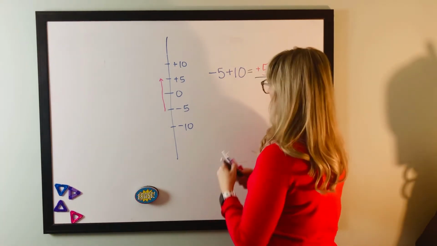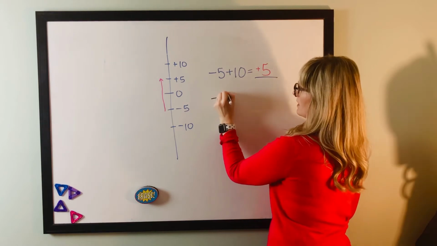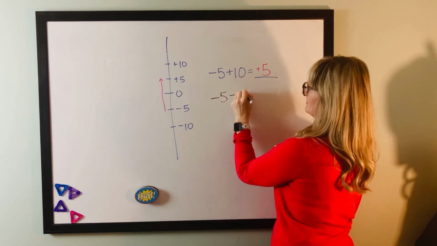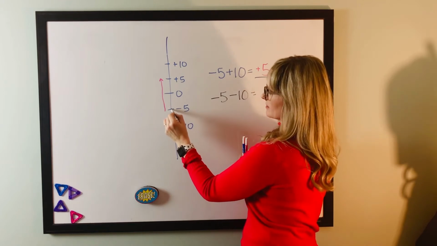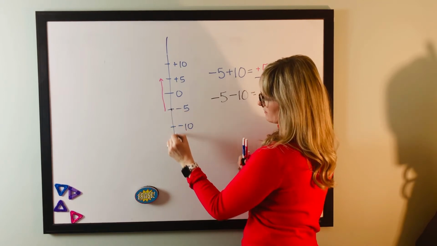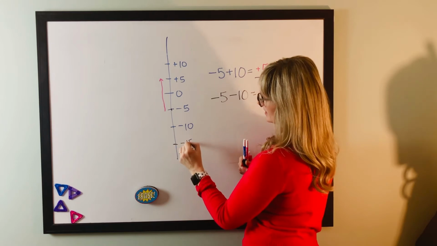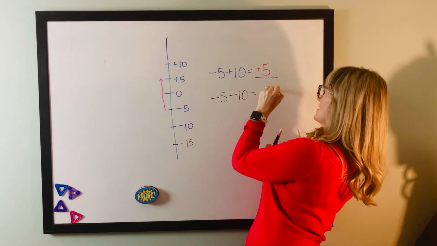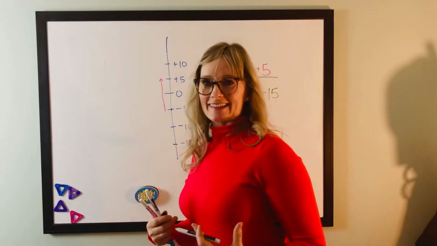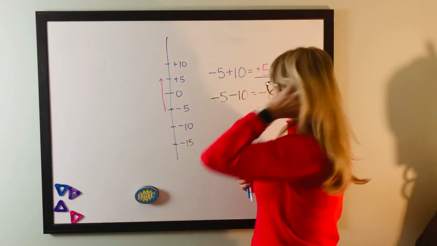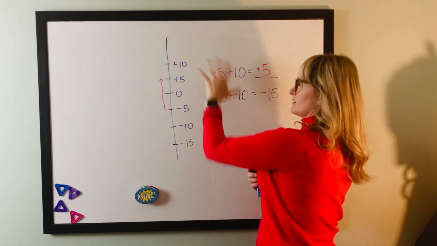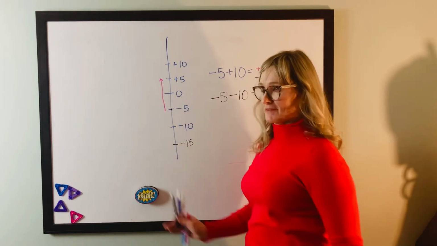What happens when I do the opposite? This time I'm going to do -5 - 10 equals. Okay, so I'm at -5, and now I'm going to subtract 10. 5, 10. Where am I? I'm at -15. My students sometimes like to do it this way. Others like to do different things with the signs. That's not my favorite, so I'm not even going to say it.